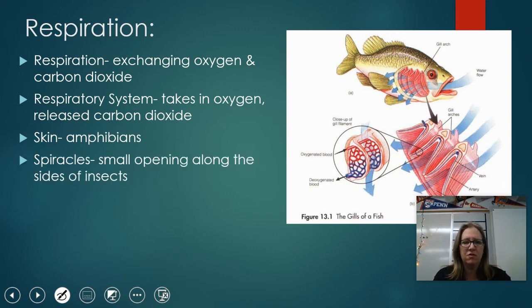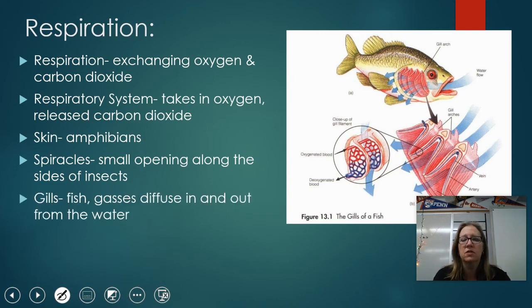Some insects and other invertebrates have things called spiracles. And these are just little tiny holes along their sides that the gas exchange takes place. Oxygen goes in, carbon dioxide goes out. Similar to the stomata on leaves. Remember when we talked about that? Okay, these are called spiracles.